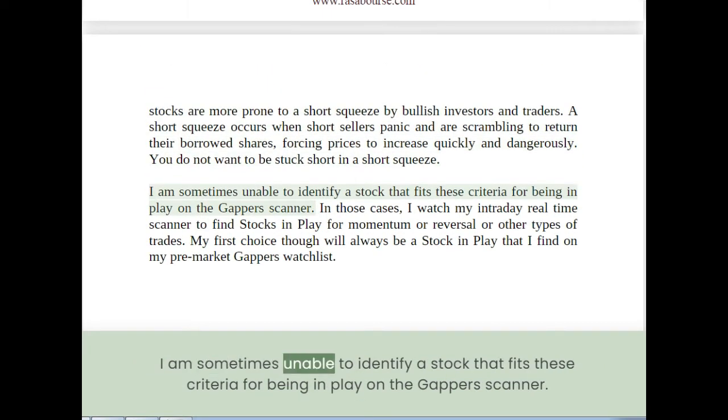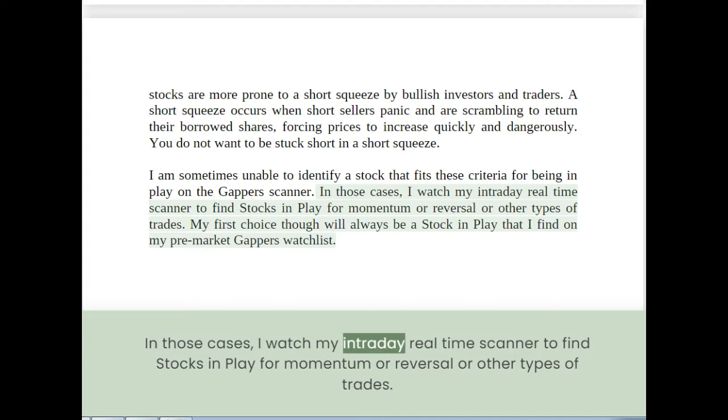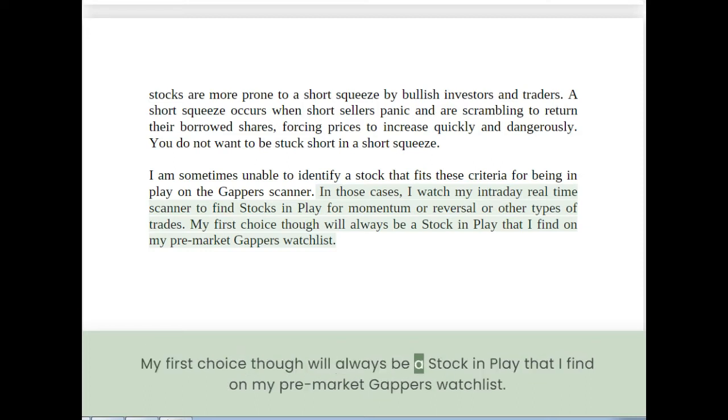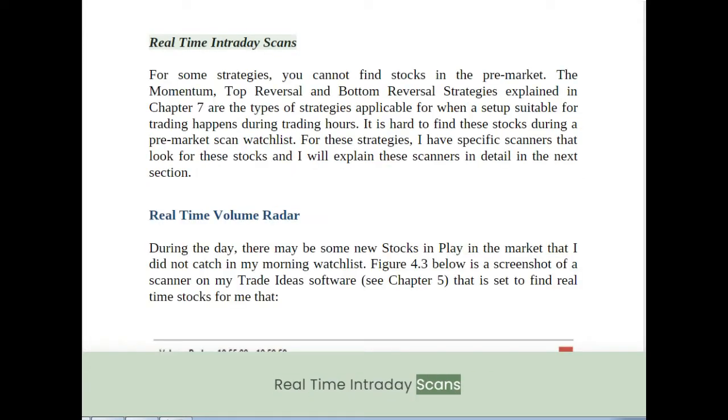I am sometimes unable to identify a stock that fits these criteria for being in play on the Gappers scanner. In those cases, I watch my intraday real-time scanner to find stocks in play for momentum or reversal or other types of trades. My first choice though will always be a stock in play that I find on my pre-market Gappers watchlist.